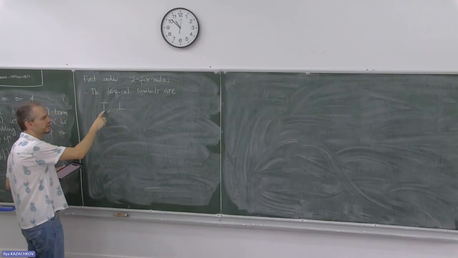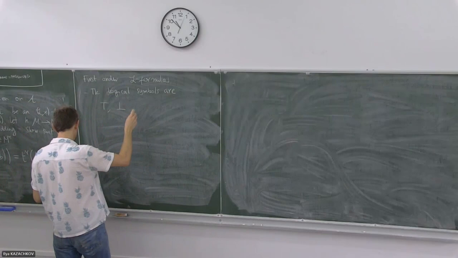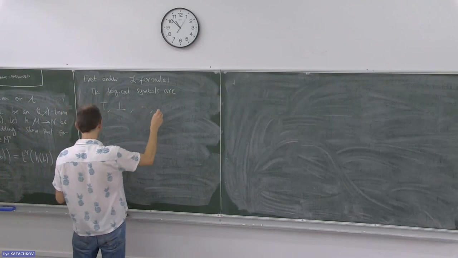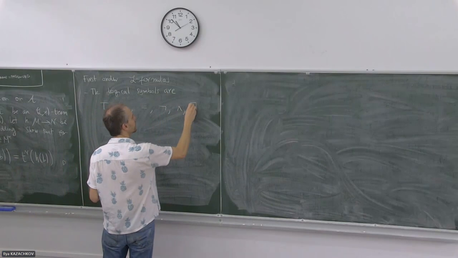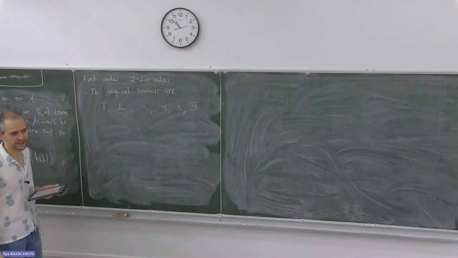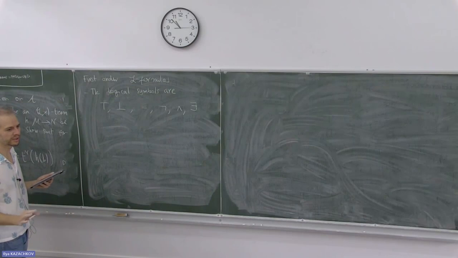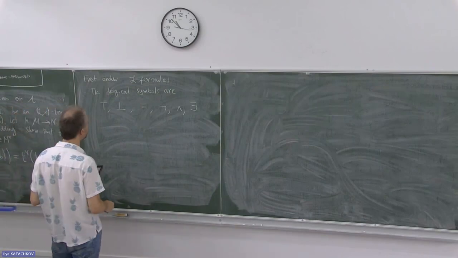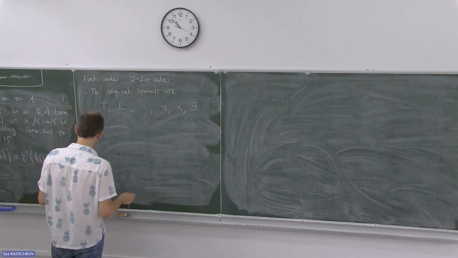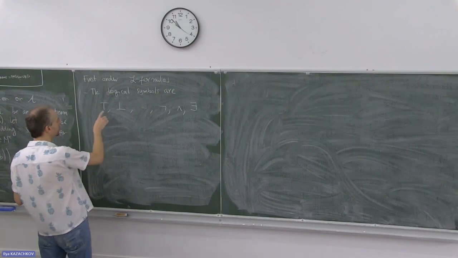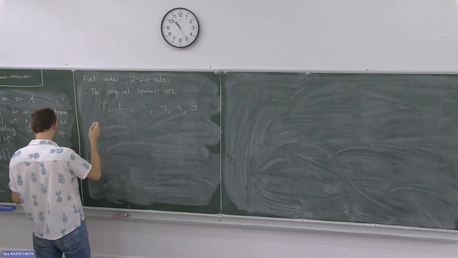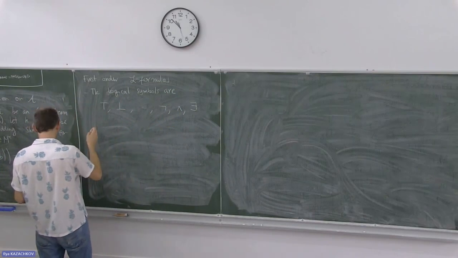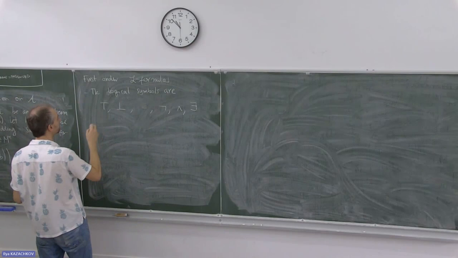These are called the true and false symbols, equality, negation, conjunction, and the existential quantifier. These are going to be, for the moment, the only symbols we are going to use. And now we define, first, what atomic formulas are.